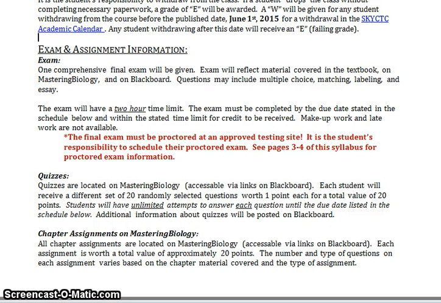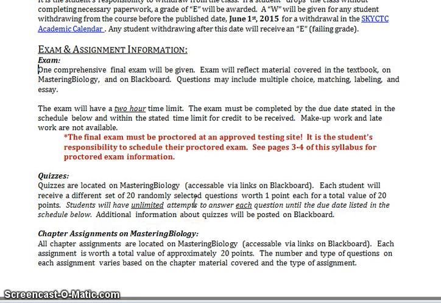Now we'll cover the exams and assignments. Generally, during a normal semester course, we have multiple exams. This course, shortened semester, you will only have your final, and that will have to be proctored. It'll be given through Blackboard, and you'll have a 2-hour time limit. You need to do this at a proctored site.